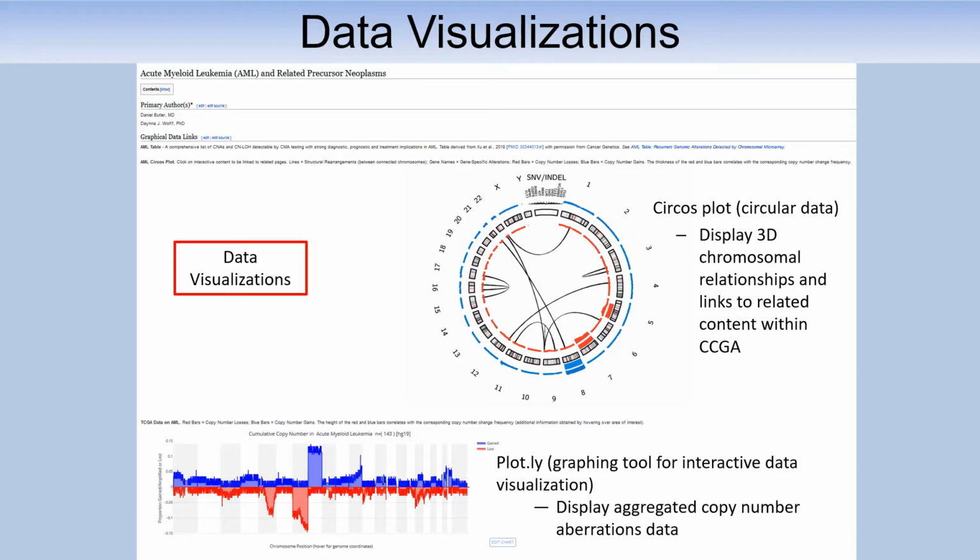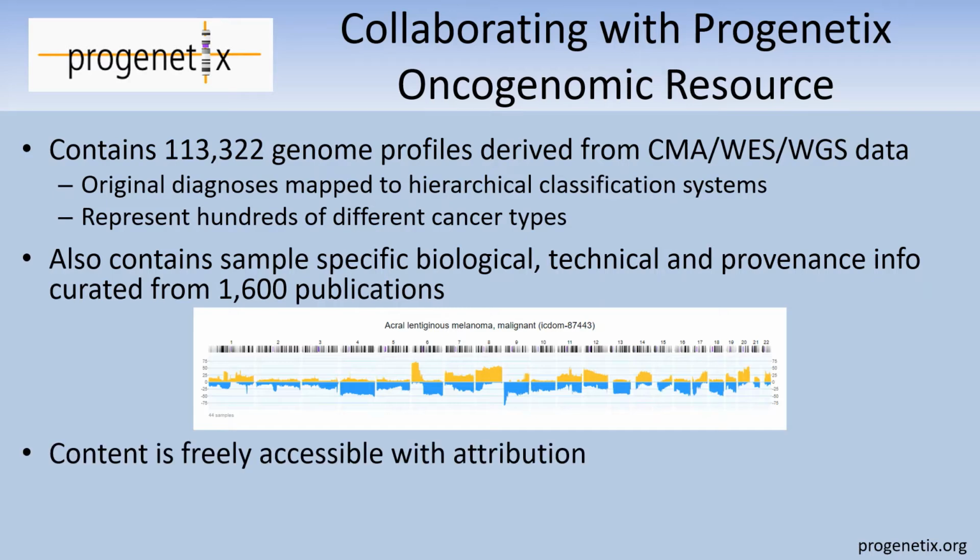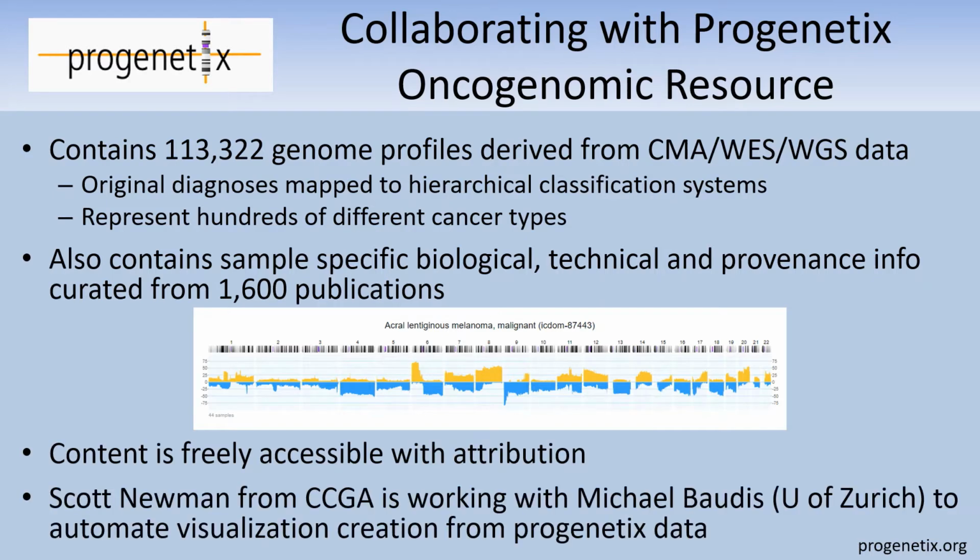Here are examples of data visualizations. We have circles plots which display in 3 dimensions the chromosomal relationships, and we also have clickable links within them. You can also see plotly graphs where you can aggregate copy number data and display the gains and losses. Related to data visualizations, we are collaborating with Progenetics Oncogenomic Resource. They have over 100,000 genome profiles of various cancer types. Their data is freely accessible with attribution. Scott Newman from the CCGA is currently working with Michael Baudis from Zurich to automate the visualization creation using their data that we can then upload into the CCGA site.